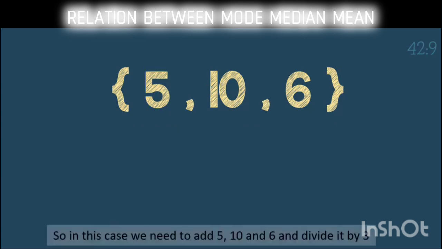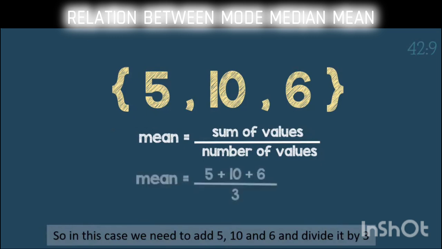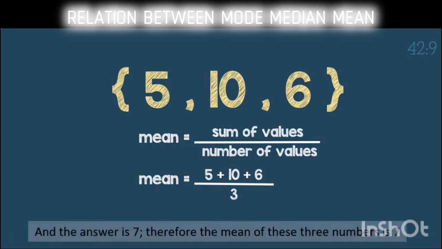So in this case, we need to add 5, 10, and 6 and divide it by 3. And the answer is 7. Therefore, the mean of these three numbers is 7.